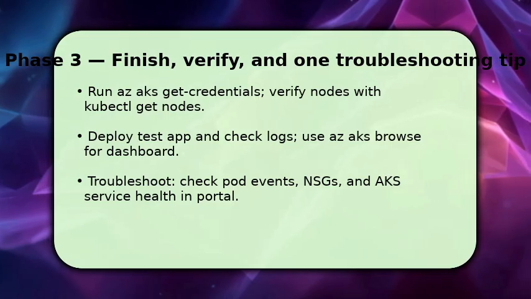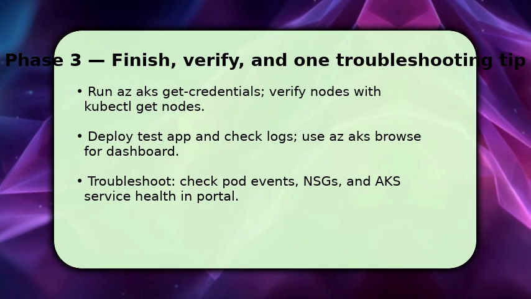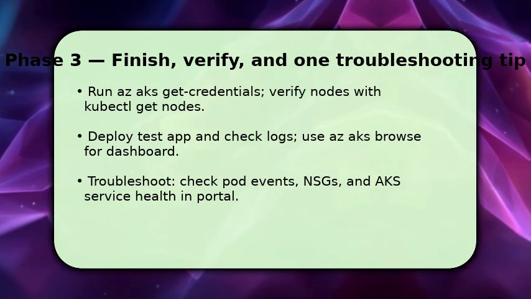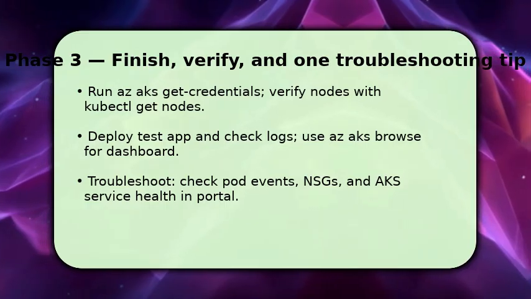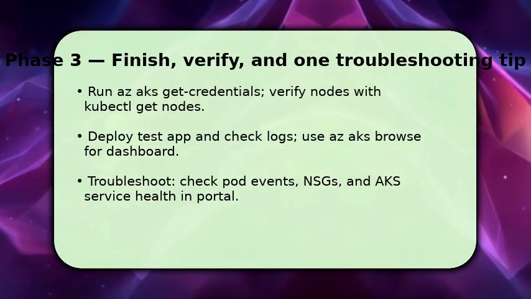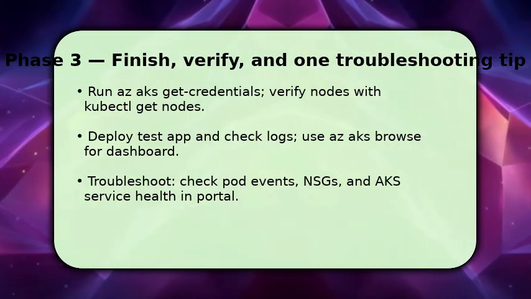If something breaks, inspect pod events, network security groups and route tables, and review AKS service health in the portal. If API errors persist, recheck provider registration and role assignments. Most failures trace back to permissions or VNet misconfiguration.